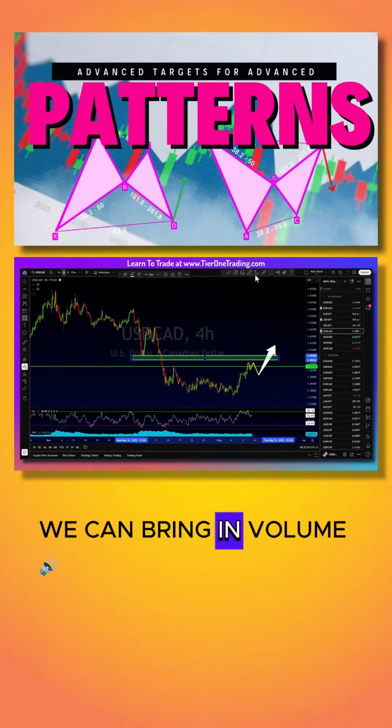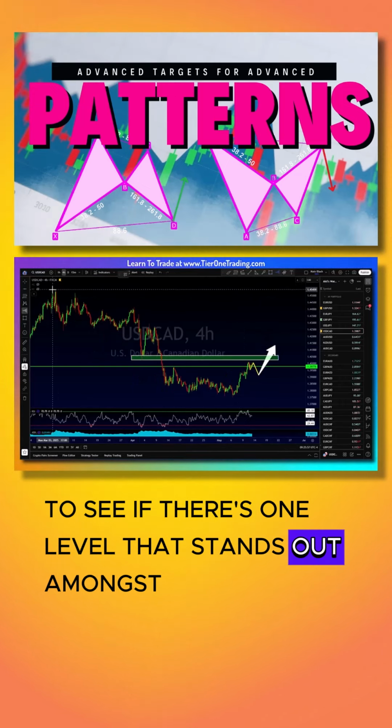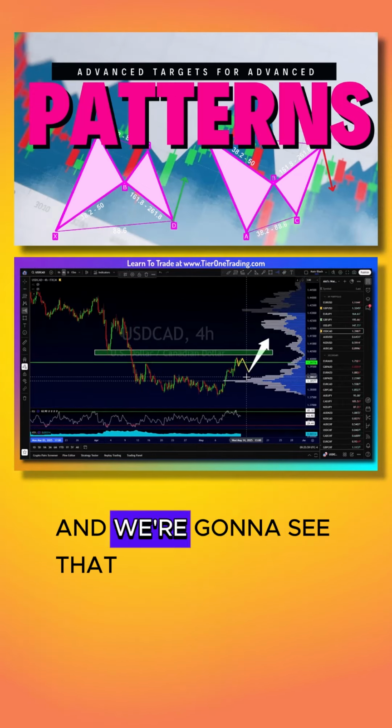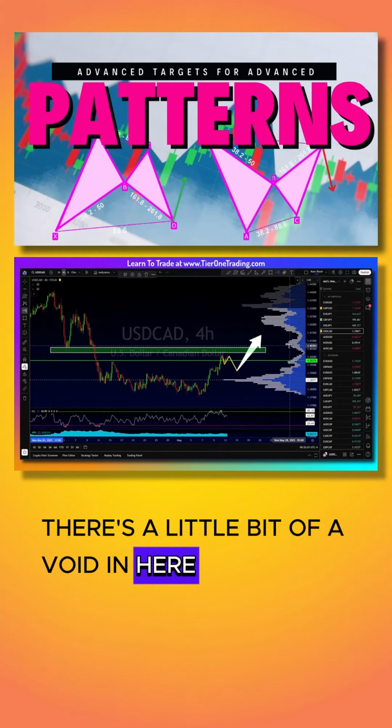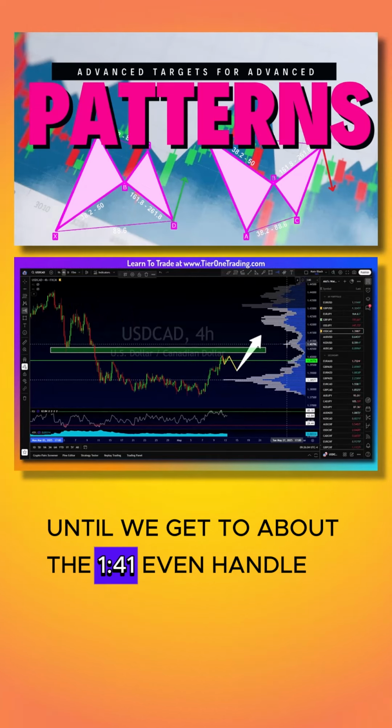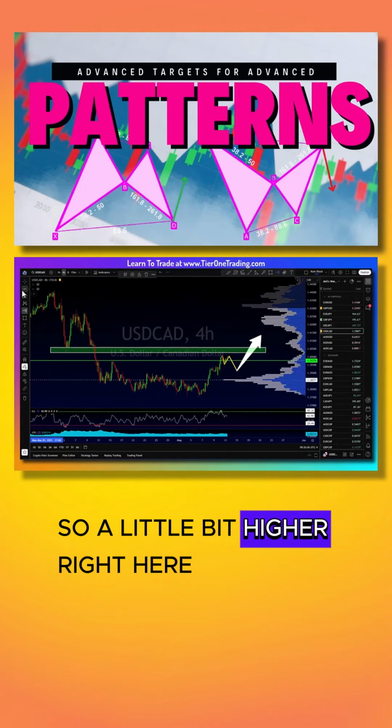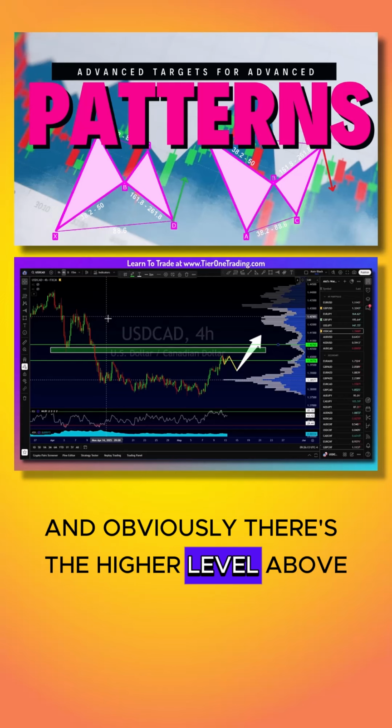We can bring in volume to see if there's one level that stands out amongst the others. And we're going to see that there's a little bit of a void in here until we get to about the 141 even handle. So a little bit higher right here. And obviously there's the higher level above.